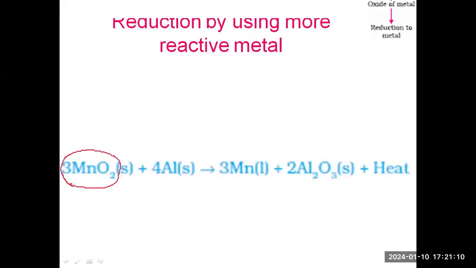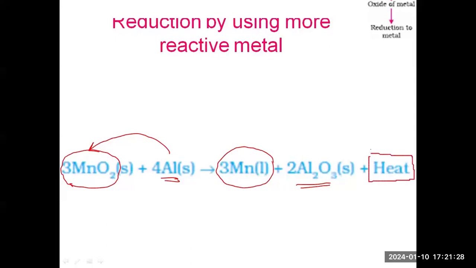This belongs to the same category of moderately reactive metals. Aluminium is used, which is more reactive than manganese. So what happens? It will displace manganese. We get manganese in free form with the aluminium oxide, and a lot of heat is generated here. So this process is highly exothermic because we can see a lot of heat is produced here.